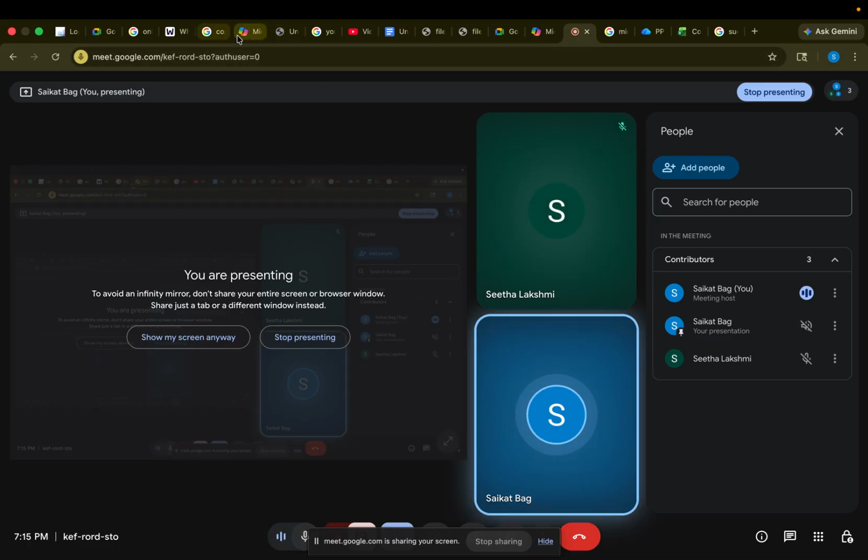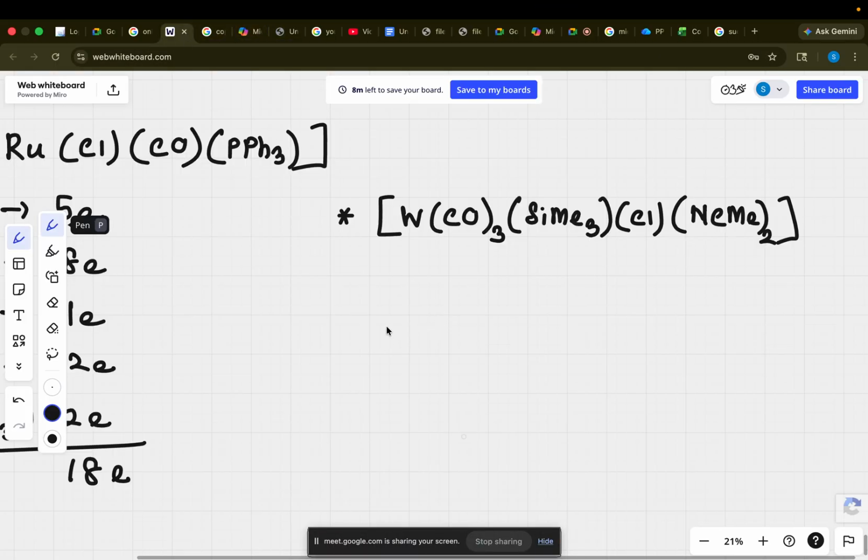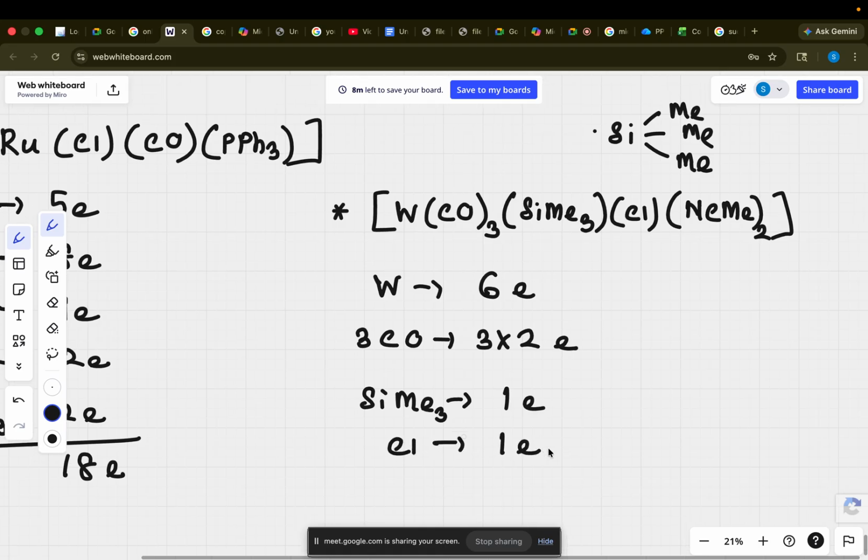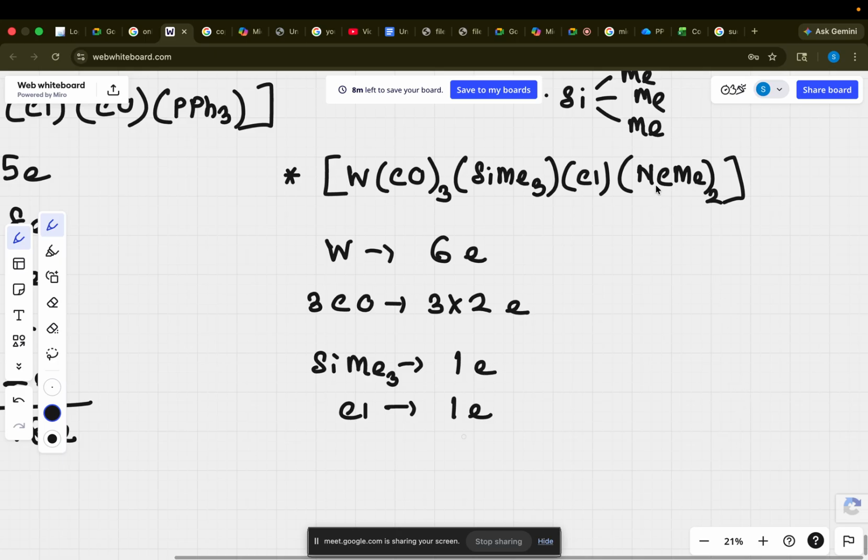Okay, done, this one done. So tungsten will donate how many electrons? 6 electrons. 3 carbonyls will donate how many? 3 into 2 electrons, 6 electrons. Now SiMe3. First of all, 3 bonds are already present. Already you have 3 silicon-methyl bonds, so 1 electron is left. So SiMe3 donates 1 electron. Chlorine will donate 1 electron.